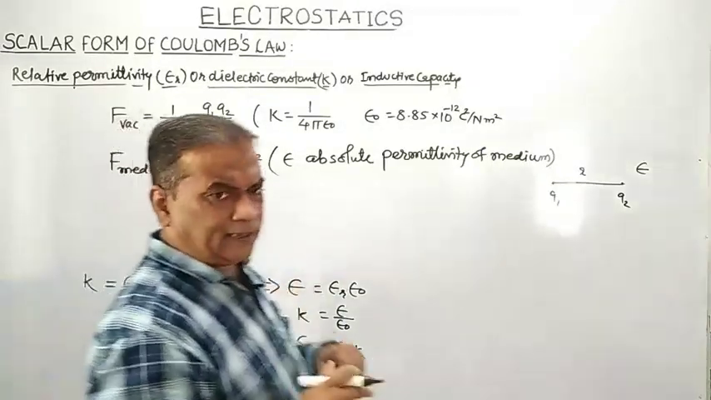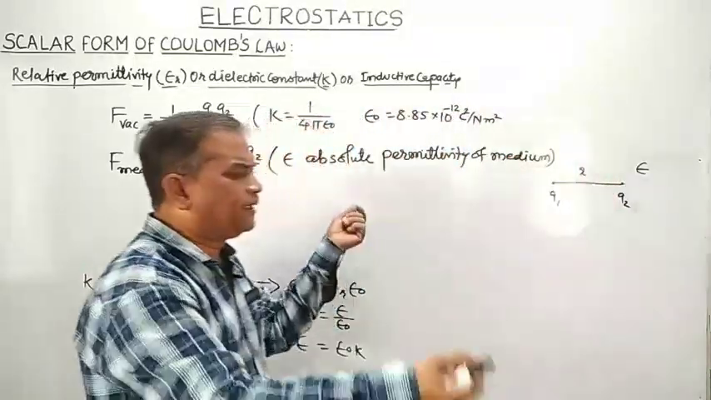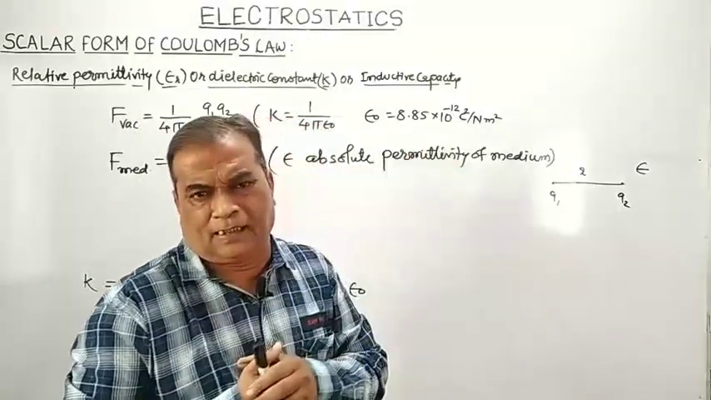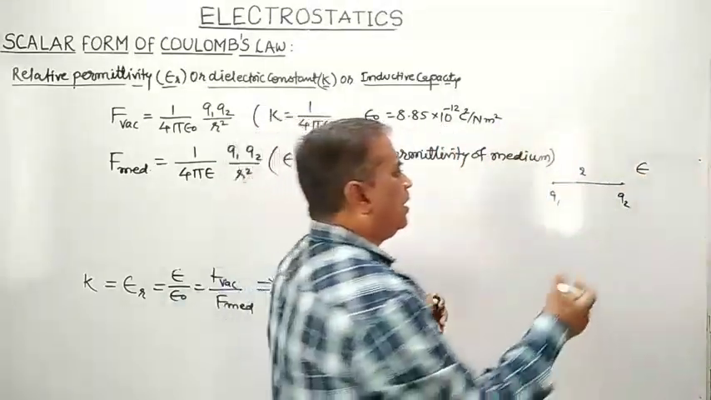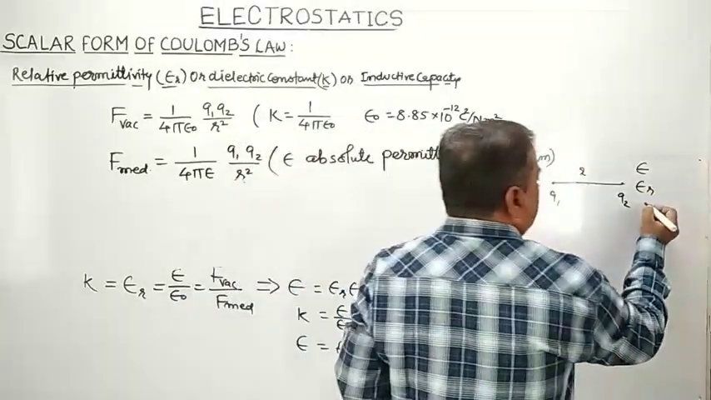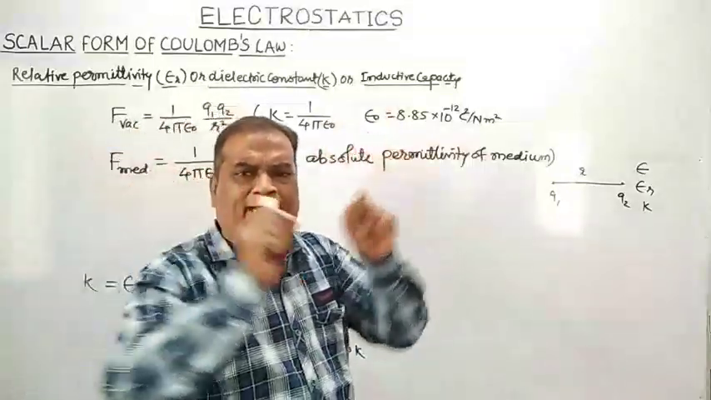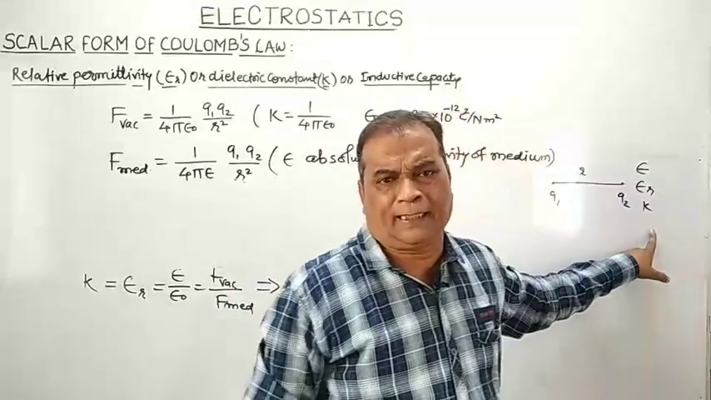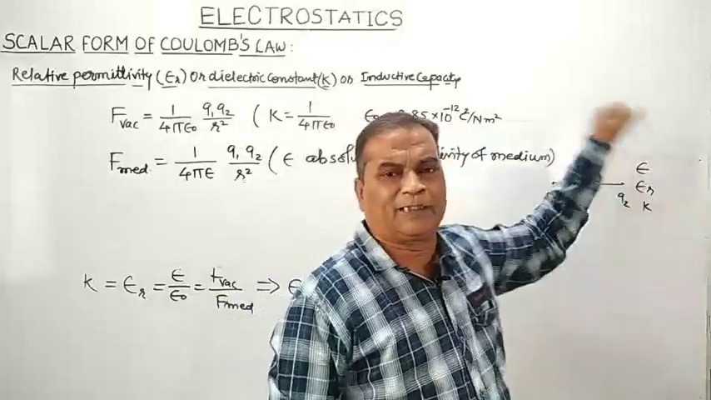So one can express the force of attraction or repulsion between two point charges which are kept in a medium having absolute permittivity epsilon, or relative permittivity epsilon r, or dielectric constant K. See what I am saying? That the two point charges are kept in such a dielectric medium, whose dielectric constant is K, or whose absolute permittivity is epsilon, or whose relative permittivity is what?